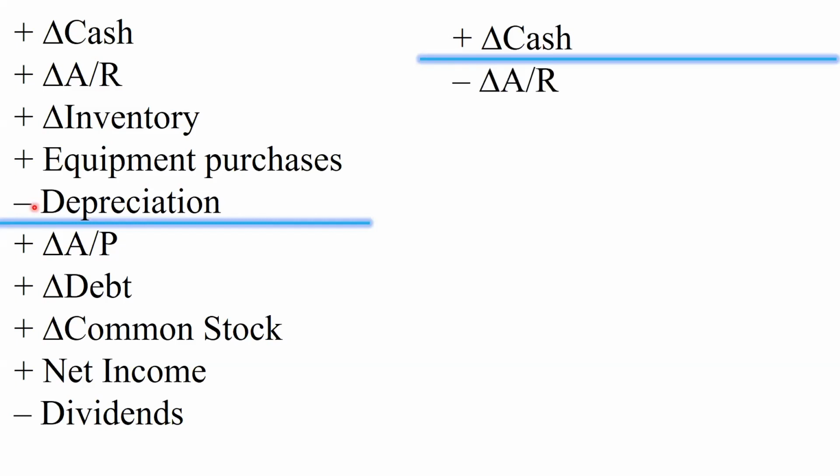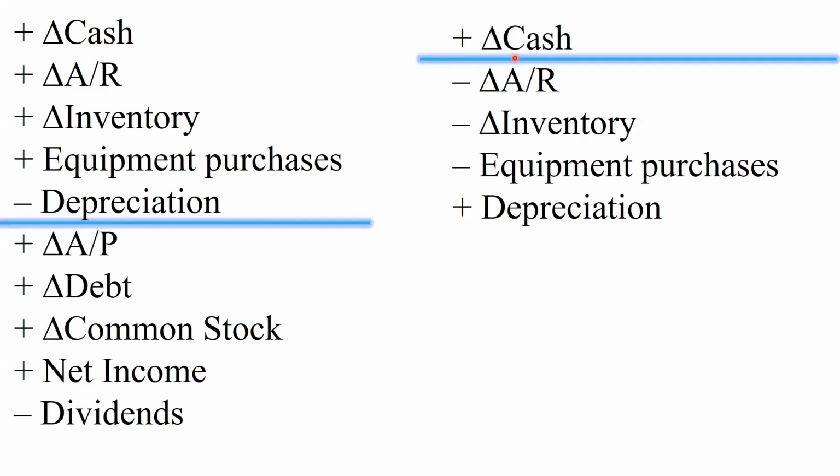So you'll see this plus accounts receivable becomes a minus accounts receivable because we've moved it to the other side of the equals sign. And minus change in inventory, minus equipment purchases, plus depreciation. And so that's what we had to change in this step.